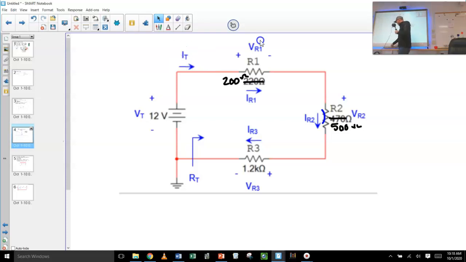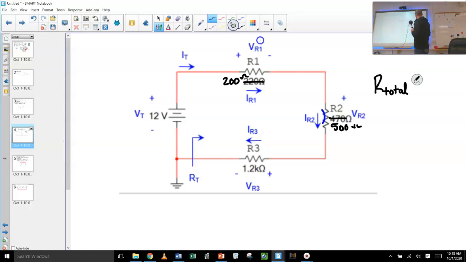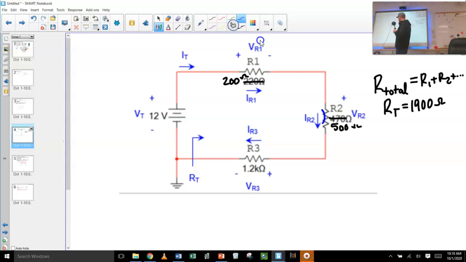So the first step in a problem like this is that you want to find the total resistance, R total. And the total resistance for a series circuit is you just add them all up. So I'm going to take 200 plus 500 plus 1200, and that's 1900. So the total resistance is 1900 ohms. So there's the first thing that I wanted to know. The total resistance, 1900 ohms.